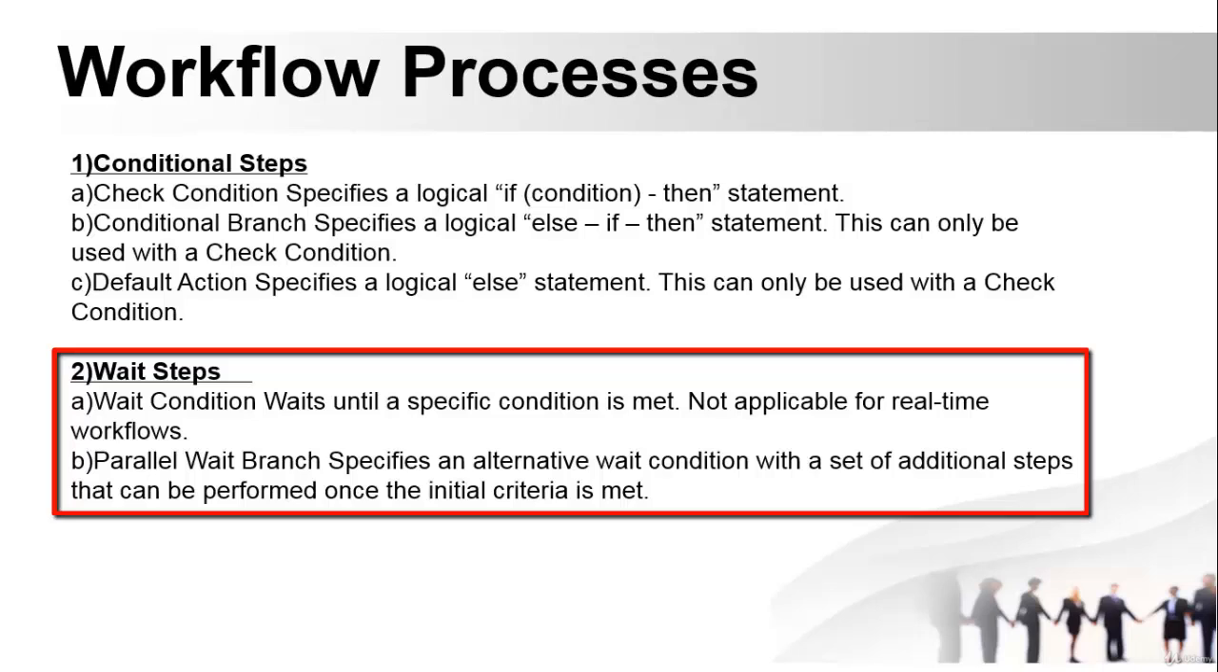So in this we can say, for example, as I keep saying, that if department equal to HR, send an email, wait till department equal to account, and another wait I will add, wait till status is equal to active. So this kind of parallel wait branch we can specify in these wait steps.